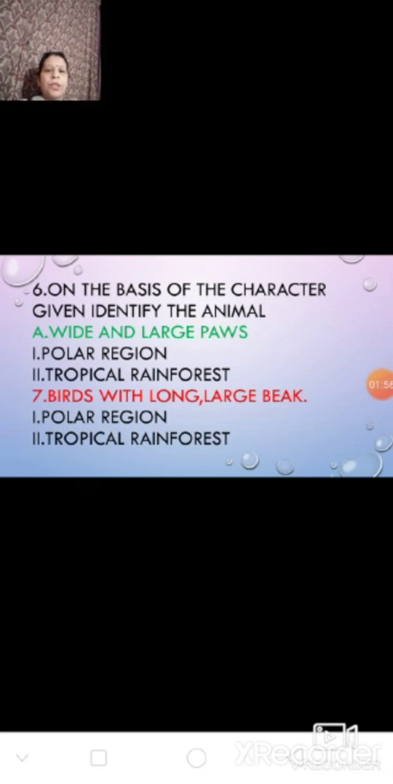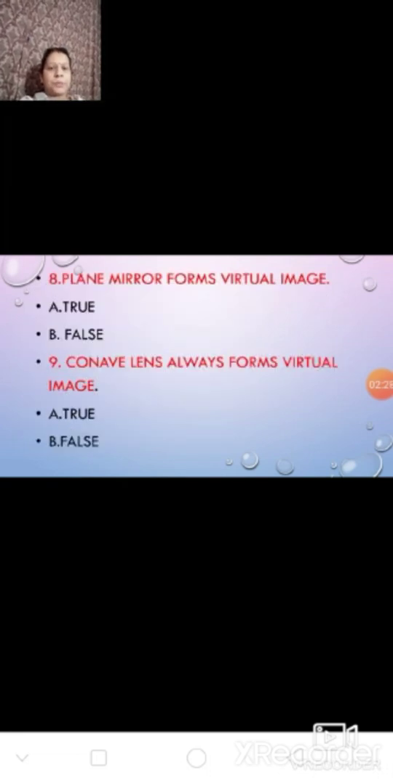On the basis of the characters which are given, identify the animal. So first one is wide and large paws. Such type of characteristic is found in the animal, either the bird which is found in the polar region or in the tropical rainforest. Second one, birds with long large beak. So here again you have to say whether such type of birds are found in the polar region or in the tropical rainforest.